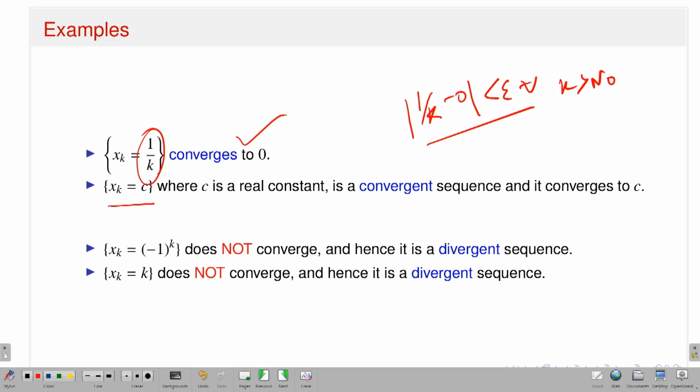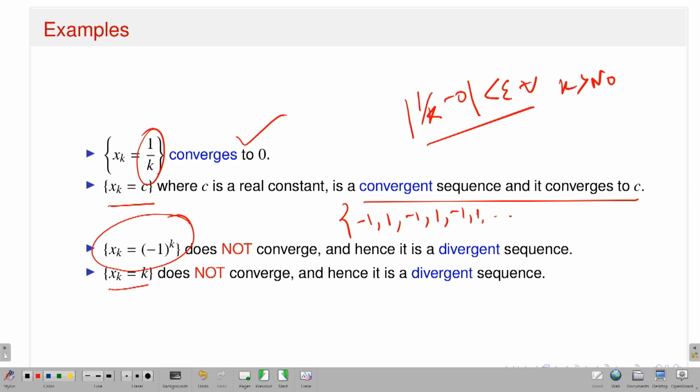Now, if I consider the sequence xk equal to c, that means all terms are fixed. This is called a constant sequence, and it is always convergent and converges to the point c. Now, if I consider the sequence xk equal to minus 1 to the power k, what are the elements of this sequence? It is minus 1, 1, minus 1, 1, minus 1, 1, and so on. This sequence is not convergent, it is actually oscillating. The first term is minus 1, the second term is 1, the third term is minus 1, the fourth term is 1, and so forth. So, this is a divergent sequence. In other words, it is an oscillating sequence.